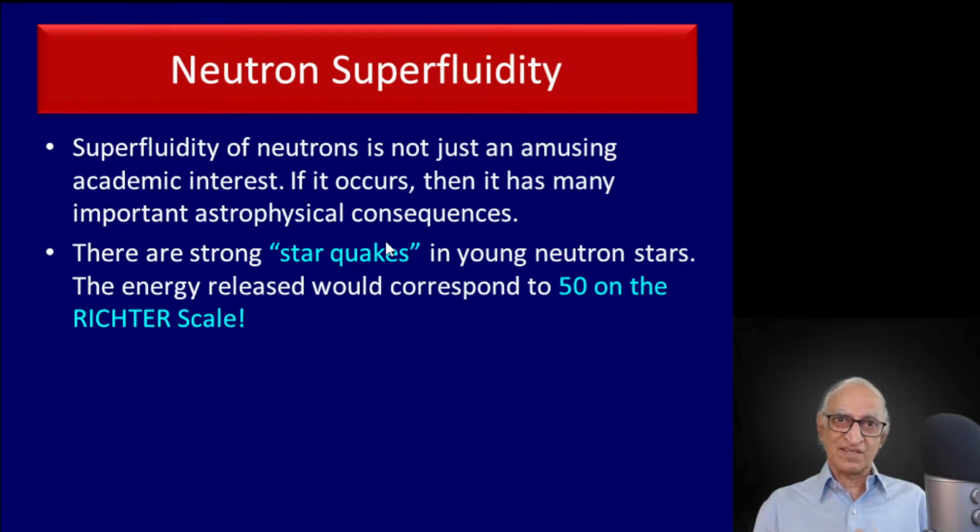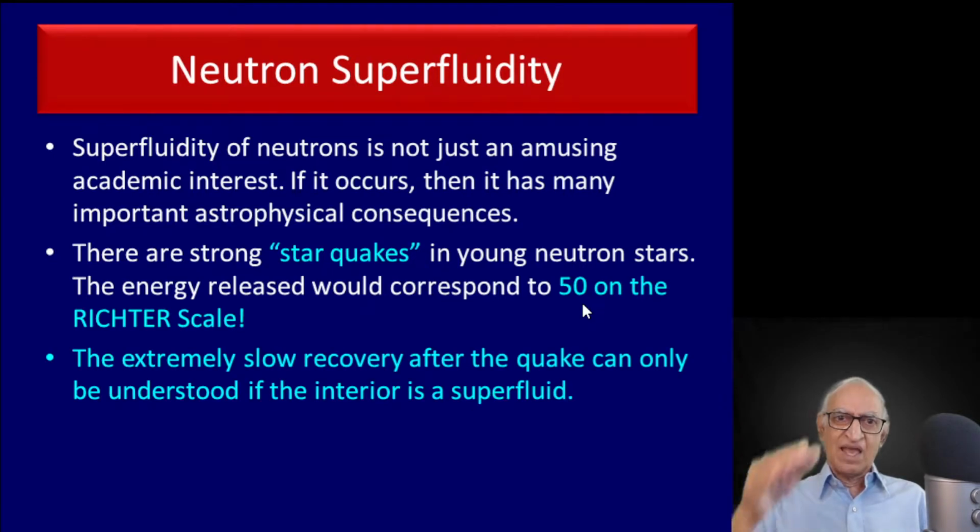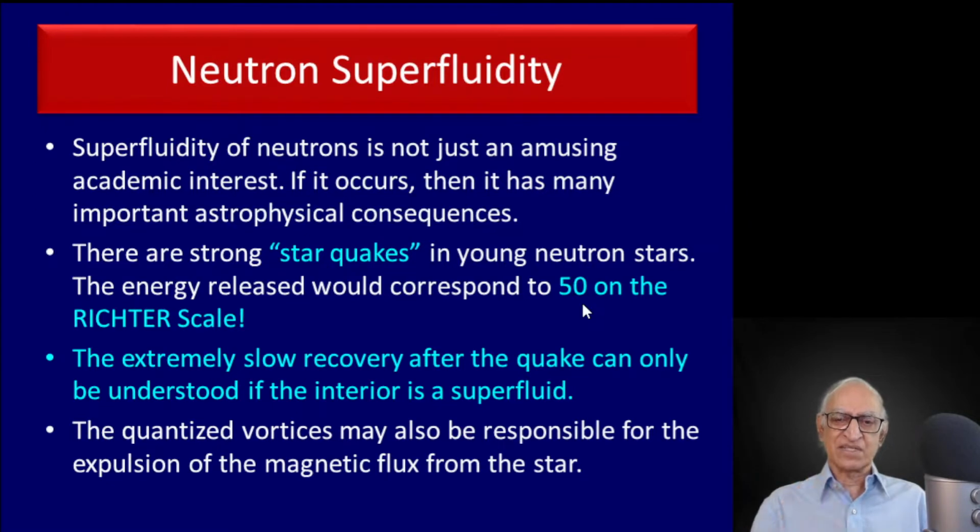The seismic activity on Earth is measured on the Richter scale. And if you have an earthquake of 7 or 8, then it's a massive earthquake. It causes tsunamis. It's a logarithmic scale. A star quake in a neutron star will be 50 on the Richter scale. Please remember, I'm talking about a logarithmic scale of energy. So these star quakes in neutron stars are incredibly powerful events. The recovery after the star quakes is very slow indeed. And that can only be explained if the interior is a superfluid.